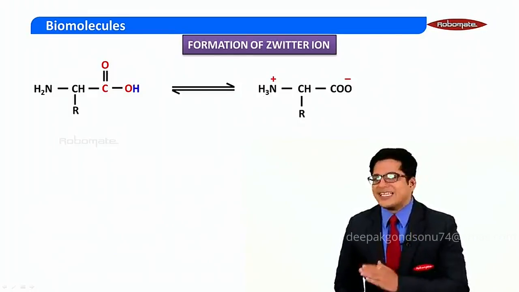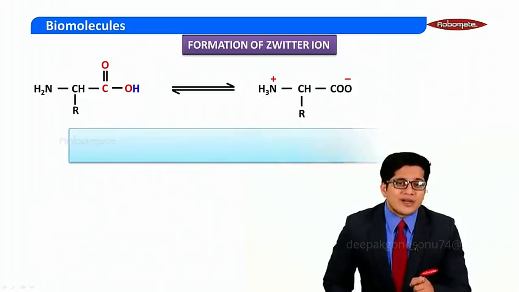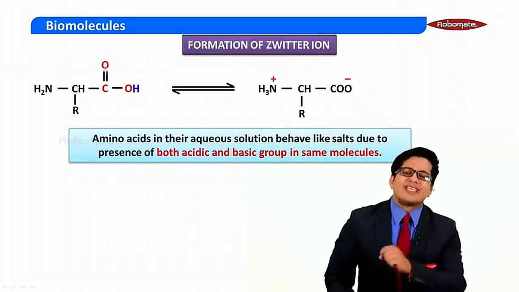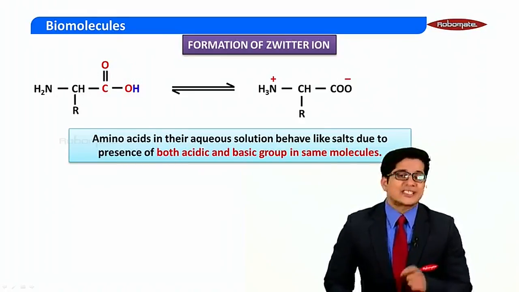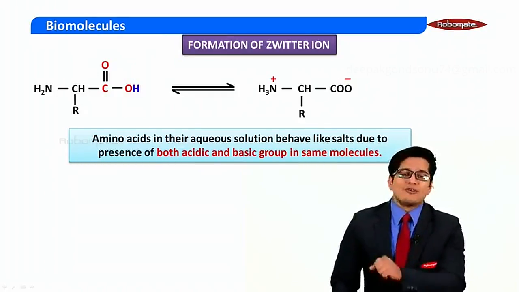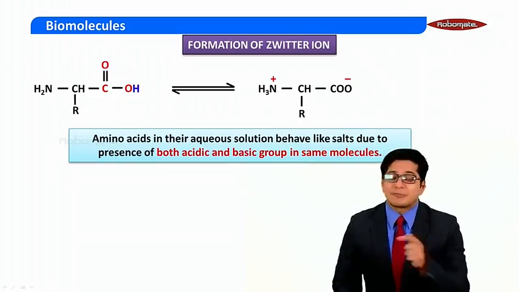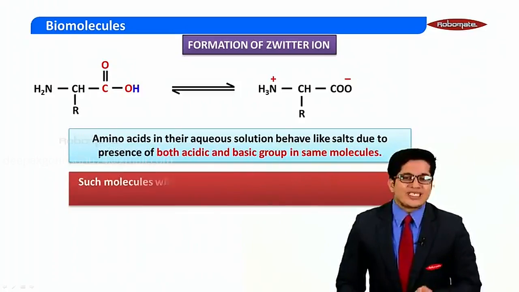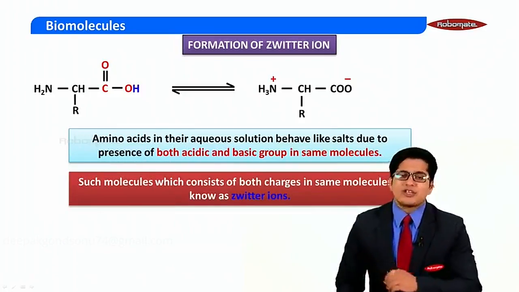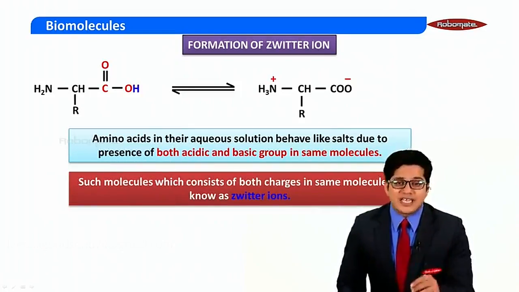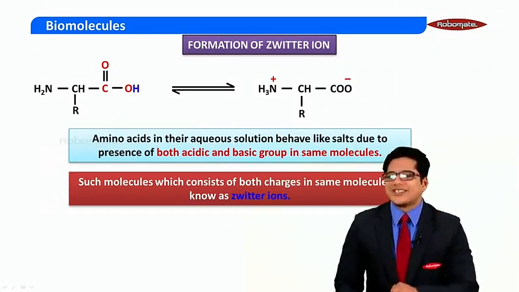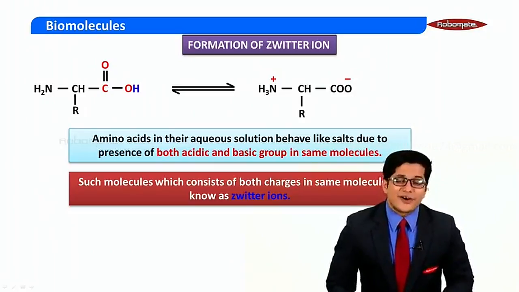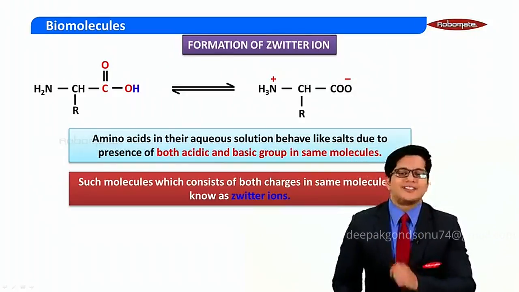And thus, we can rightly say that all the amino acids would exist as salt or behave like salt, because it has the presence of both the groups, that is acidic as well as basic, in the same molecule. Also, we can say that whenever such molecules originate, that is, in the same molecule you have both the charges, these ions would be called Zwitter ions or bipolar ions.